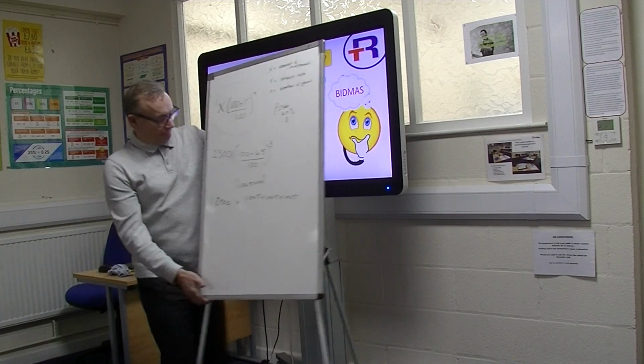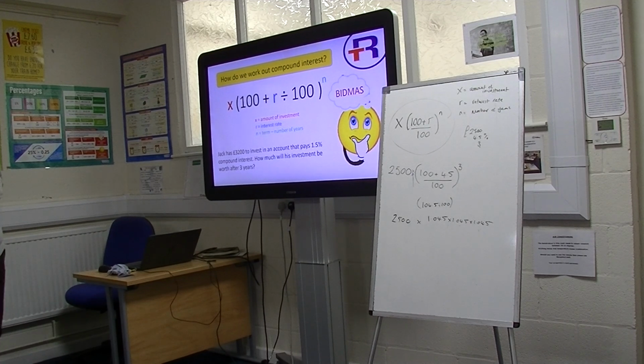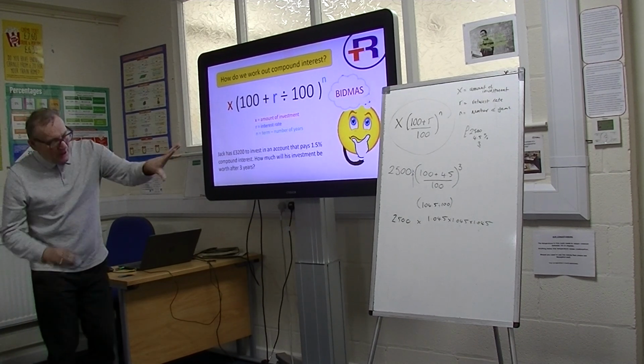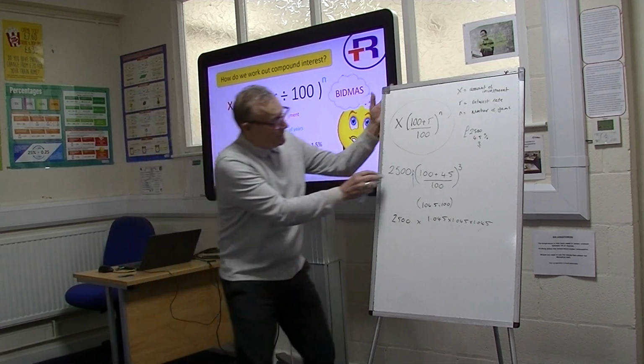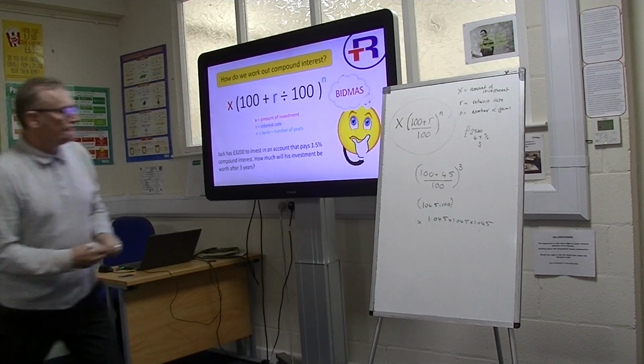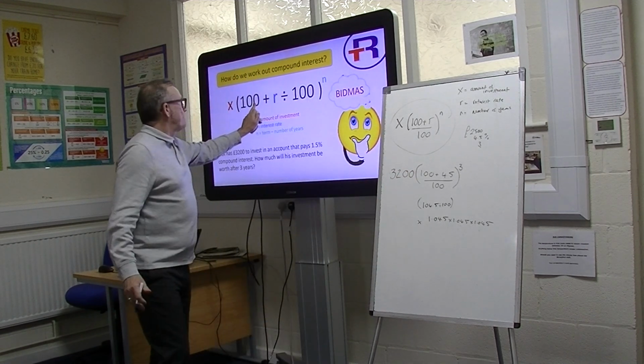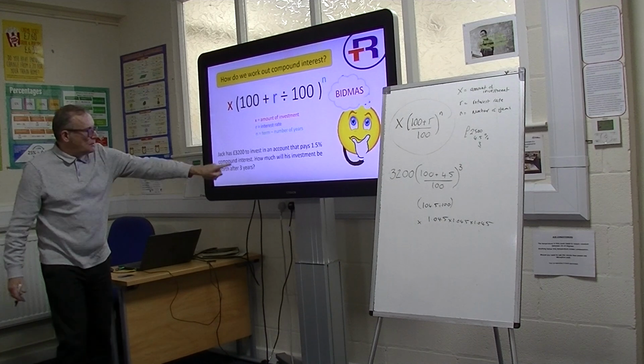Here's one on the screen. Jack has £3,200 to invest in an account that pays 1.5% compound interest. How much will his investment be worth after 3 years? Okay, so let's use that formula that I've got on the board there. Just change the numbers slightly. We've got 3,200, so that's going to change. The 100 stays the same. Divided by R, the R is going to change to 1.5.